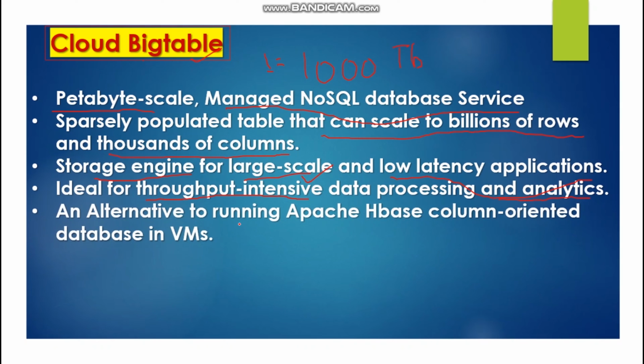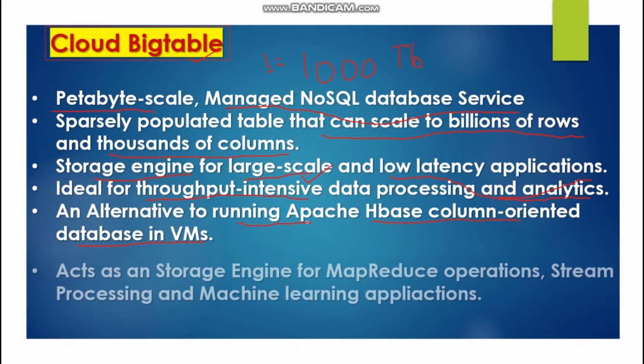Now it's an alternative for running the Apache HBase column-oriented database in VMs. Apache HBase is a table database similar to BigTable, but it is launched in a VM. It can also have a very large number of rows and columns, right? So you can use BigTable as the managed alternative to the Apache HBase column-oriented database.